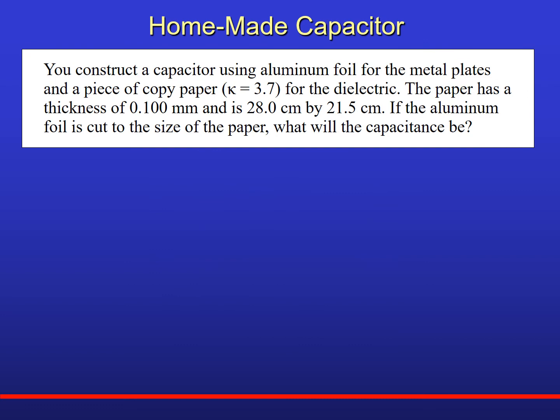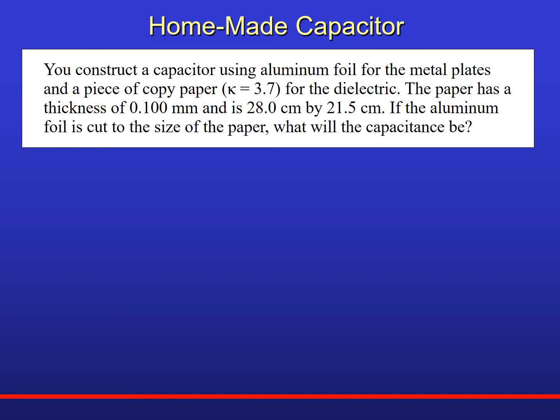Let's consider a homemade capacitor. Let's say you construct a capacitor using aluminum foil for the metal plates and a piece of copy paper. That copy paper, out of your printer, your copy machine, whatever, has a dielectric constant of 3.7. By the way, there's no unit on that dielectric constant. It's a ratio, just to multiply what you would have if there was only vacuum between the plates.